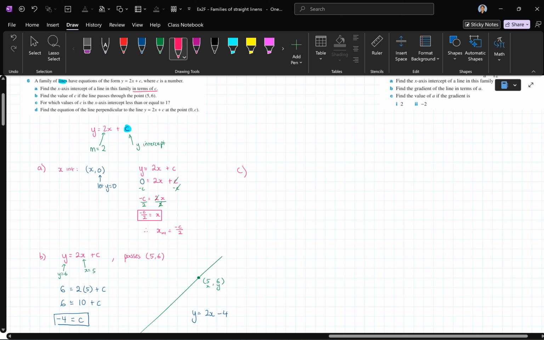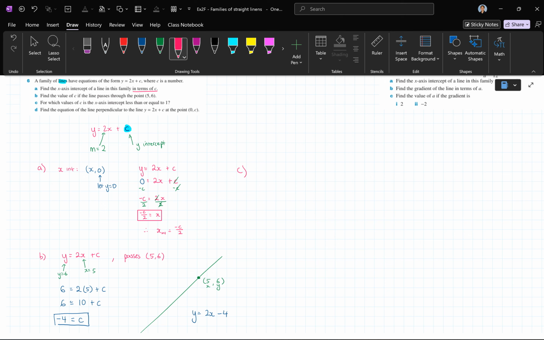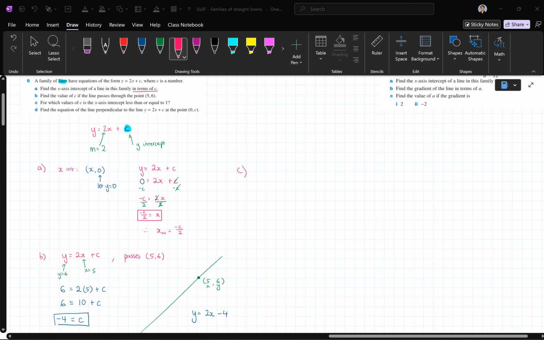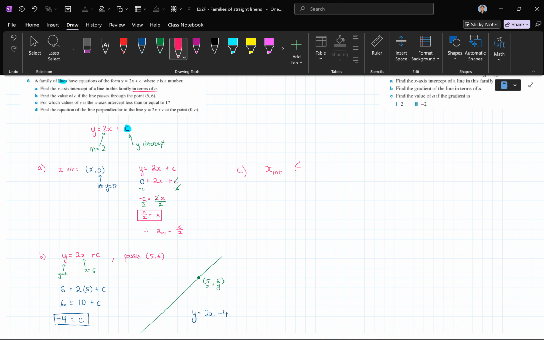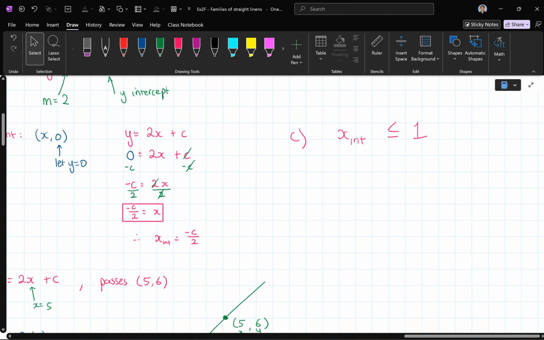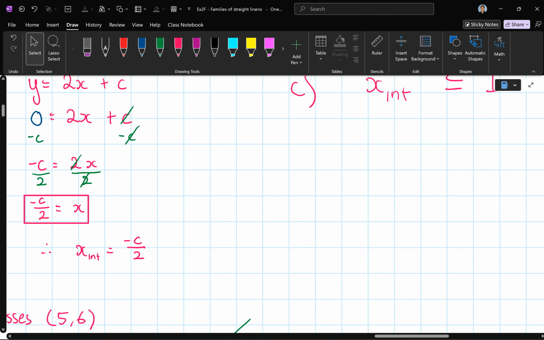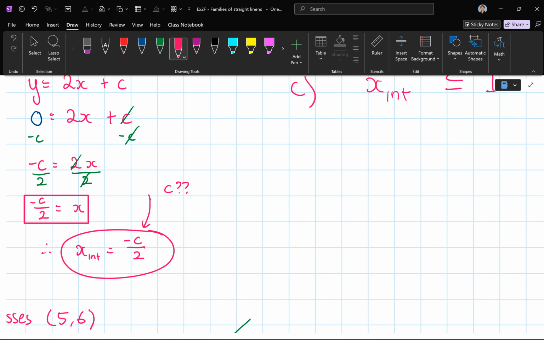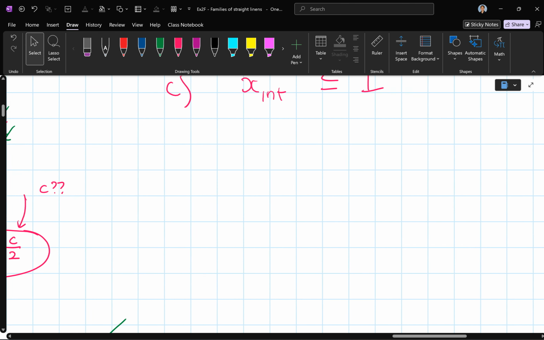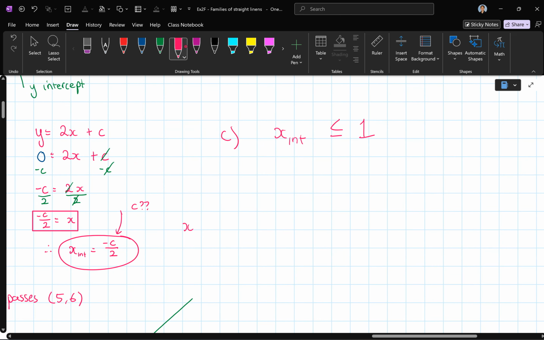6c says, for which values of c is the x-axis intercept less than or equal to 1? So we want the x-intercept to be less than or equal to 1. Now remember, you already solved that in part A. Here's your equation for the x-intercept. And we want to know what C values I can put in to make sure that the x-intercept is going to be less than or equal to 1.